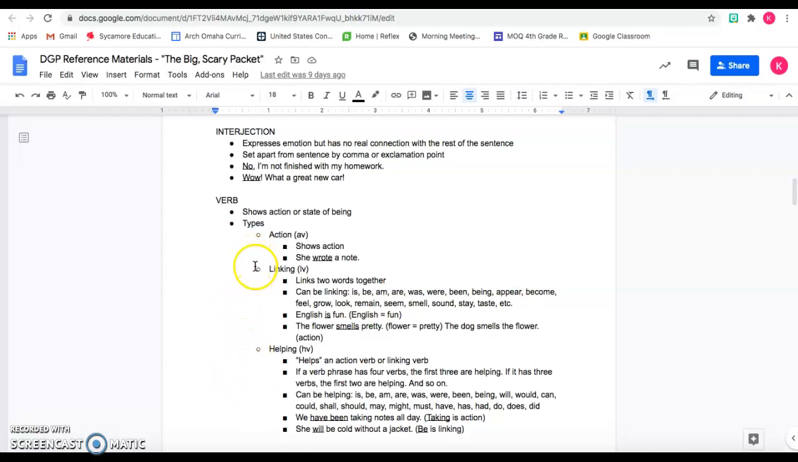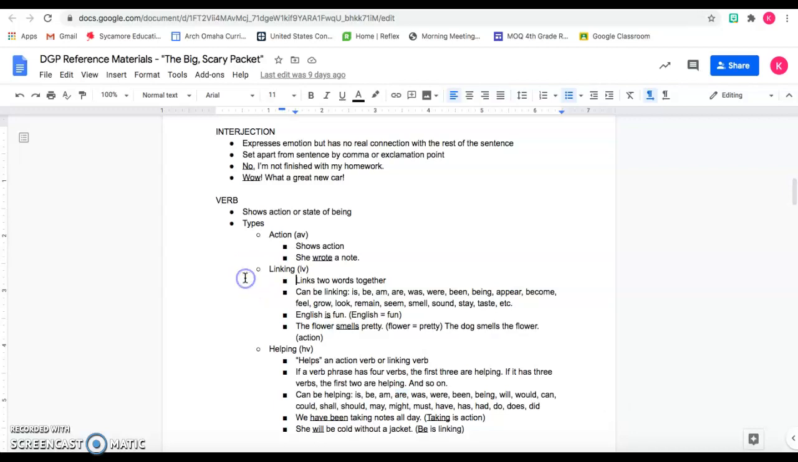So let's take a look at linking verb. So linking verbs, they link two words together, and then here is a long list of some examples of linking verbs. And if you see, are is one of those words. So this could potentially be a linking verb. Now if we look down at helping verbs, helps an action verb or a linking verb, okay? And then there is another list of helping verbs right here. And if you notice, are is also in that list. So we haven't necessarily narrowed it down just yet, so it could still be linking or it could be helping.